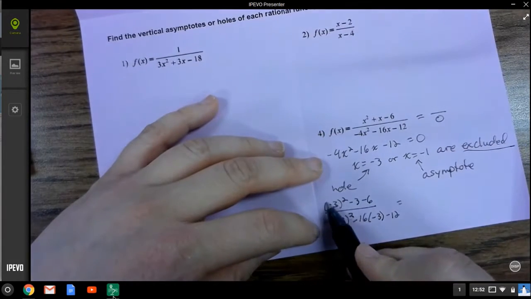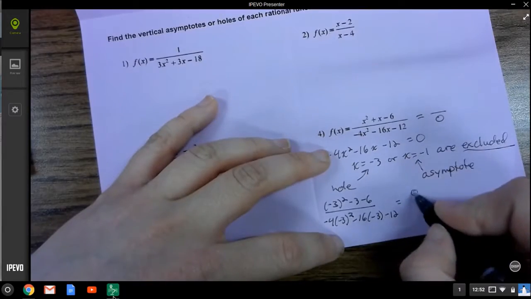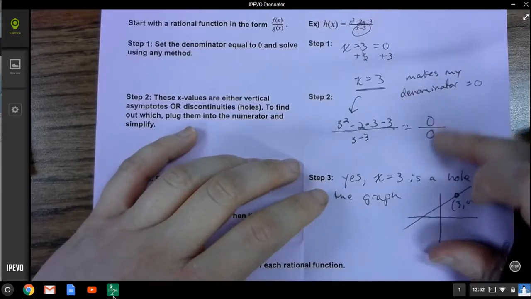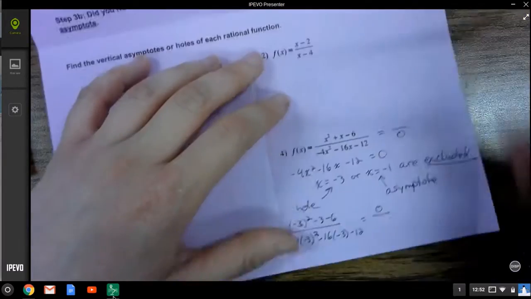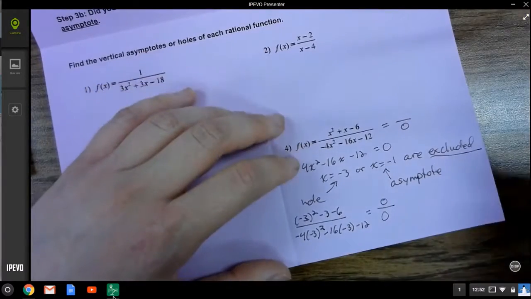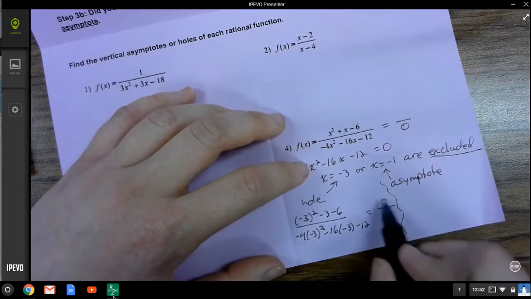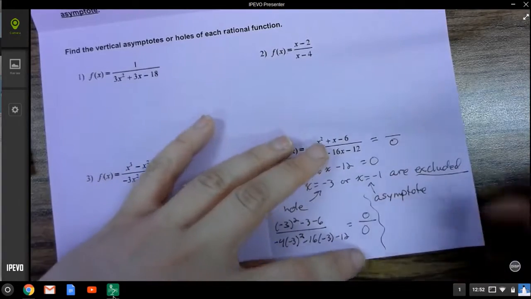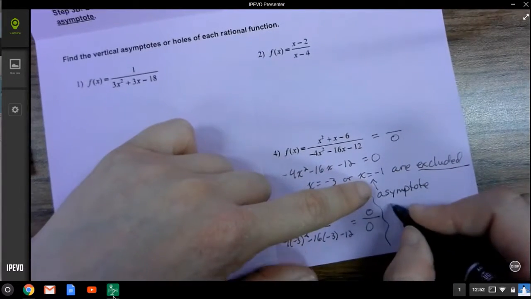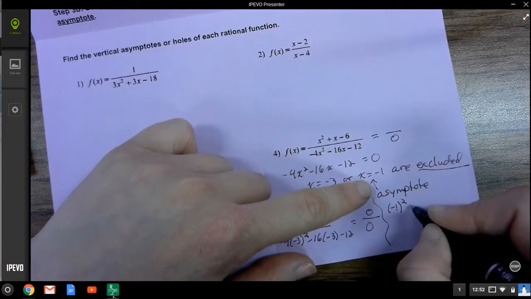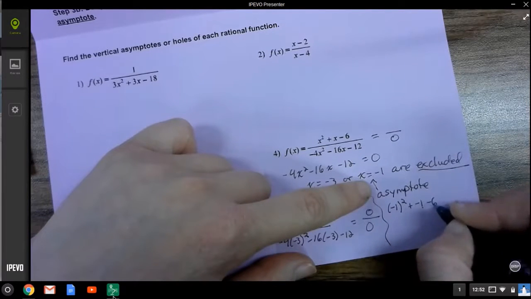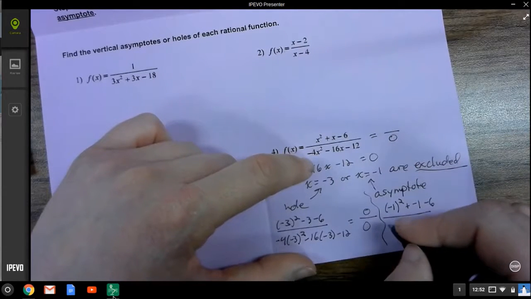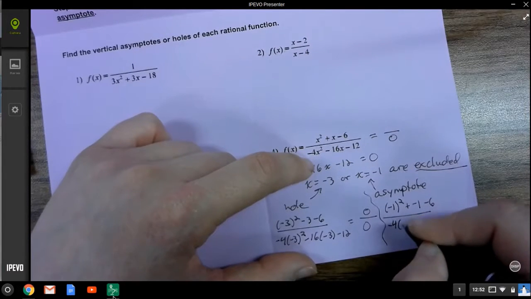And I get, let's see, 9 minus 3 minus 6 is 0. Okay, and there it is already. So remember, 0 over 0 means you have a hole, because I know that's going to be 0. Okay, so 0 over 0 means hole. Asymptote means some other number over 0. So let's try it. So I have -1, so -1 squared plus -1 minus 6 over the denominator, which I already know is going to come out to 0, because that's how I found -1 in the first place.